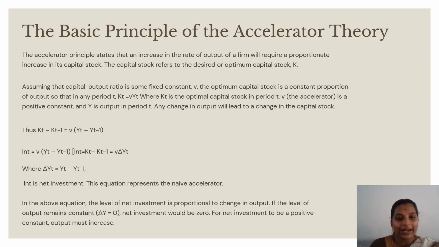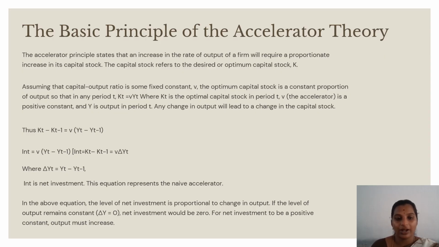Thus Kt-1 equals V into Yt-1. INt, that is net investment, equals V into Yt-1, which is INt equals Kt minus Kt-1, equals V delta Yt, where delta Yt equals Yt minus Yt-1. So INt is net investment and this equation represents the naive accelerator.